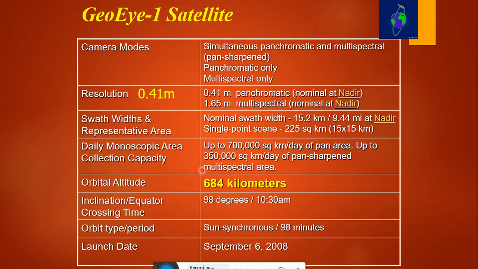Orbital altitude is 684 kilometer. It means that it is a sun-synchronous satellite. Inclination 98 degrees, equator crossing time 10:30. Orbit type sun-synchronous, 98 minutes. Launch date September 6, 2008. Pentagon Memorial, Washington DC. This is the picture quality of the GeoEye-1 satellite. And this is also from the GeoEye-1 satellite.